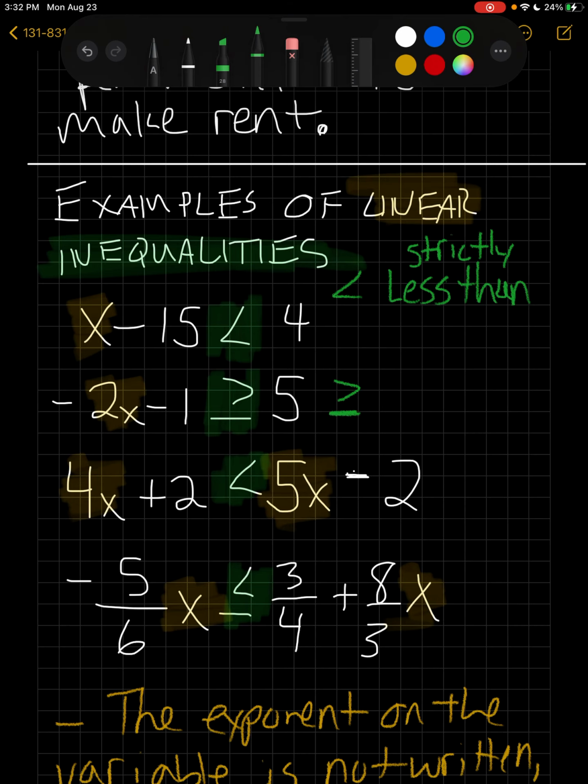This symbol here is greater than or equal to. And what it means is all numbers that are larger than 5 or equal to 5. So numbers in that set could include 5, 5.1, 10, 30. Those are all numbers that are larger than or equal to 5, but you wouldn't have 4.9, right? That's smaller than 5, so we wouldn't include that.